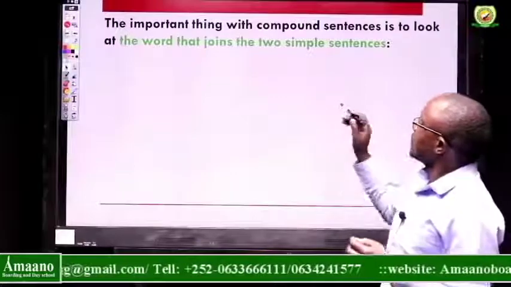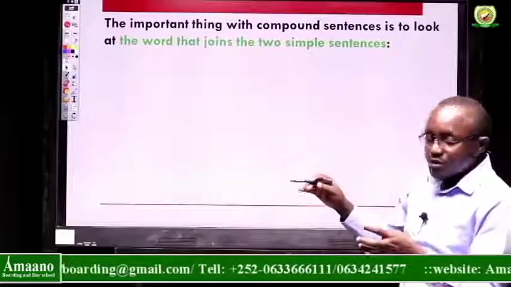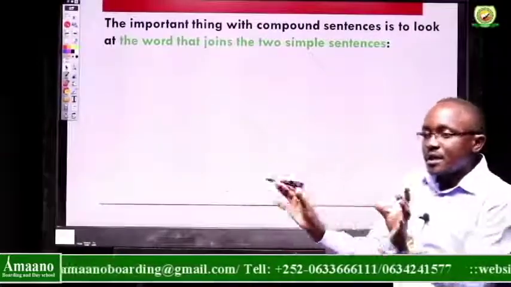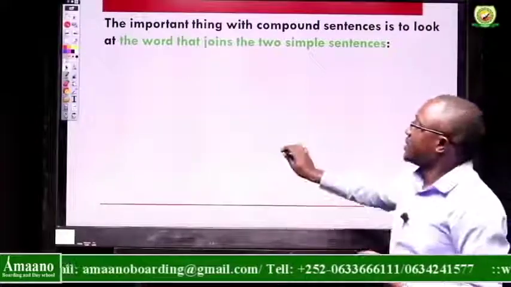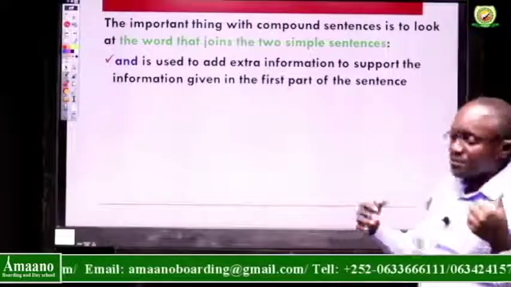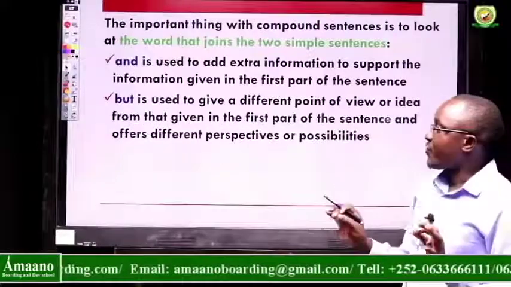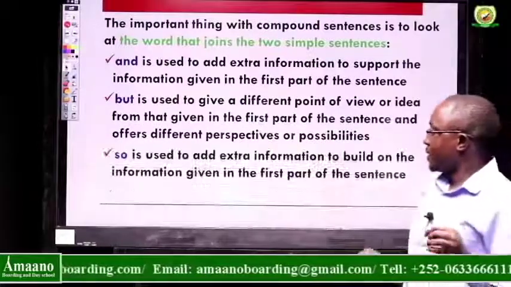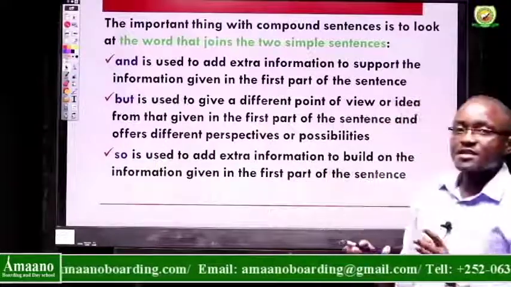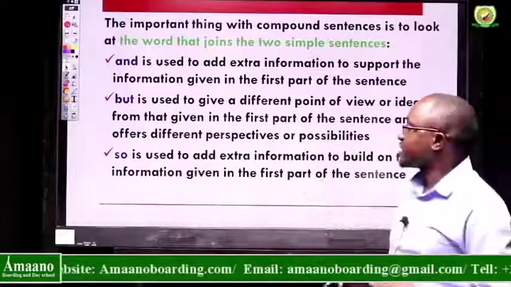So look, they are being joined by those words that join two simple sentences. But what you need to do, you have to know what particular sentences you are joining, what ideas. So that will help in the choice of the conjunction that you're going to use. For example, and is used when you're trying to add extra information, and but if you want to give a different viewpoint, and so when you want to add extra information to build on the information given in the first point of the sentences. So these are where you have to be very careful when you're constructing compound sentences.